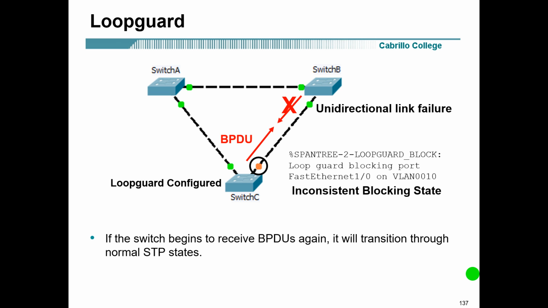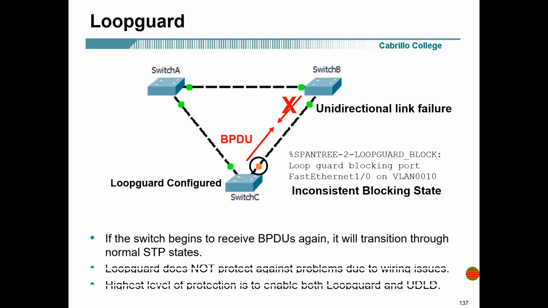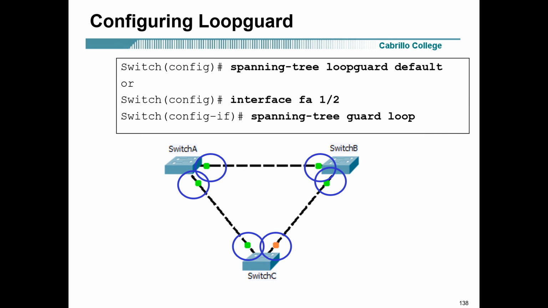If the switch begins to receive BPDUs again, it will transition through the normal STP states. Loop guard does not protect against problems due to wiring issues. The highest level of protection is to enable both loop guard and UDLD. How do we turn on loop guard? We can do it globally by doing spanning-tree loop guard default, or per interface. And that'll be navigate to the interface and spanning-tree loop guard.